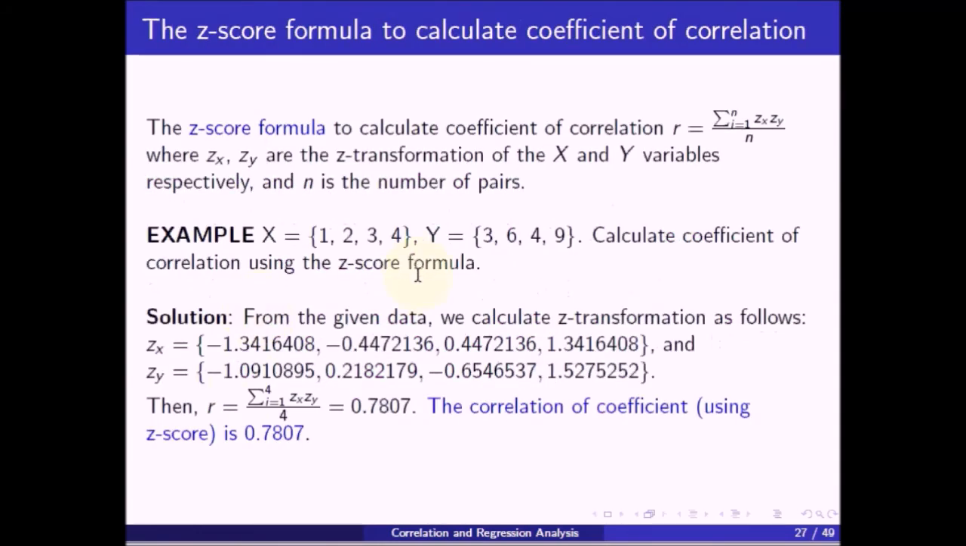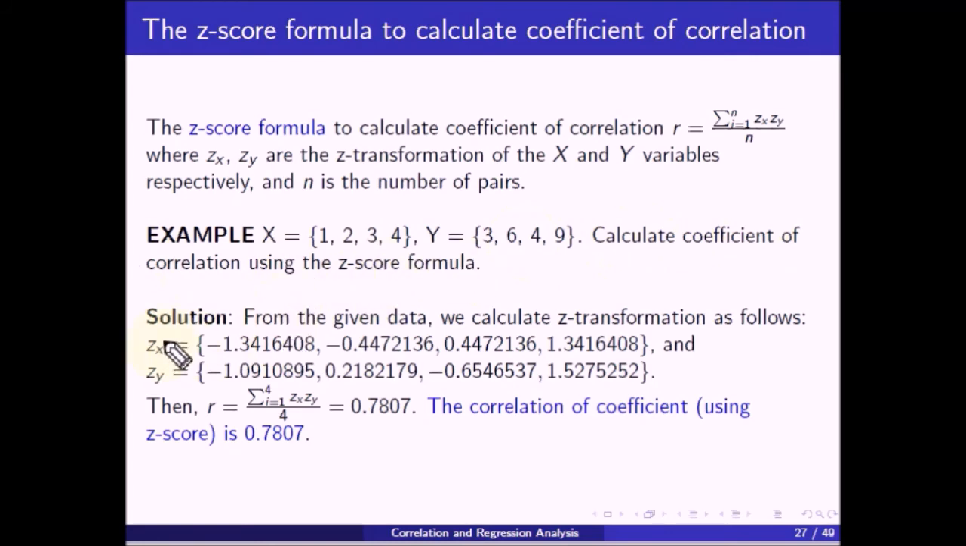Now we can see another method, the z-score formula to calculate the coefficient of correlation. Here the z-score formula is r equals the summation from i equals 1 to n of zx into zy, divided by n, where zx and zy are the z transformations of the x and y variables respectively, and n is the number of pairs. So x is 1 2 3 4, y is 3 6 4 9. Calculate the coefficient of correlation using z-score.